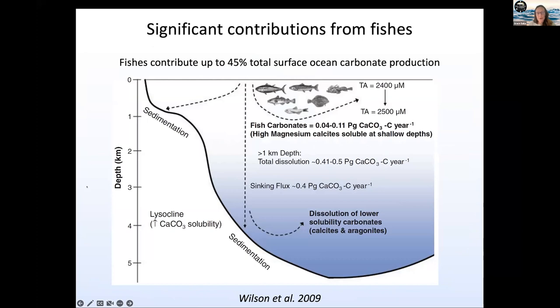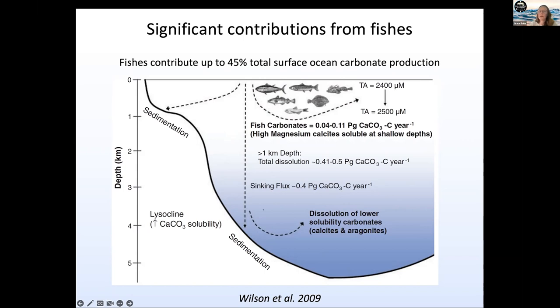And then the other component for this is the particulate inorganic carbon, so that ocean carbonate production. This was a study done by Rod Wilson in 2009. There's been a lot of work done since then. You'll hear more about carbonate production from Mattia Ghilardi today. But just to summarize, fish are producing these carbonates. It's a high magnesium calcite. They can be soluble, which means that they can basically contribute to total alkalinity in the system. They can also sink. They are particles, so they can sink. We have a good idea yet of what dissolution rates are of these particles.